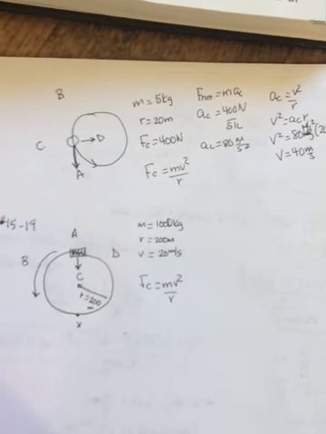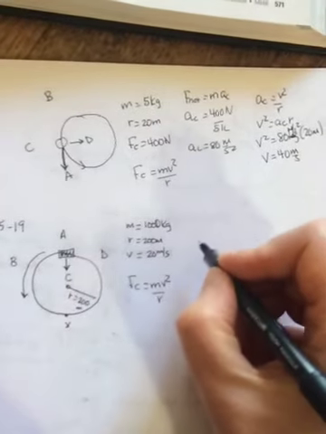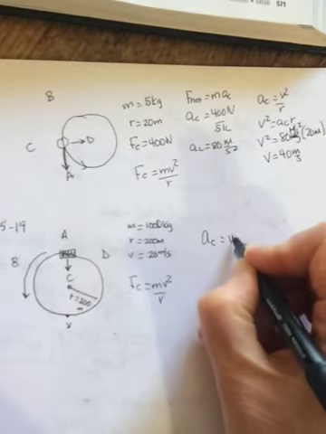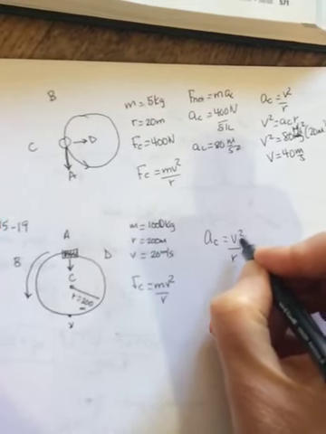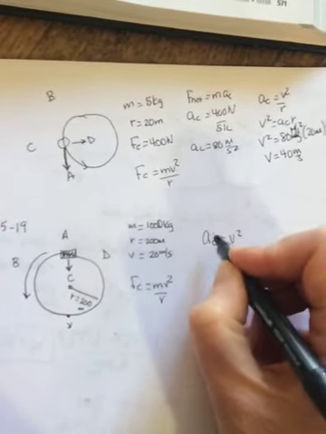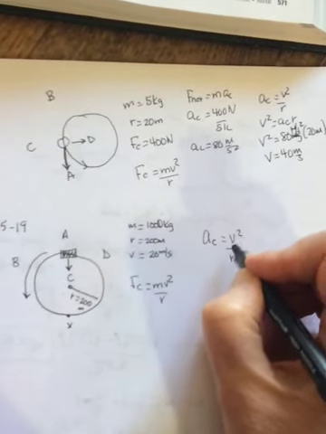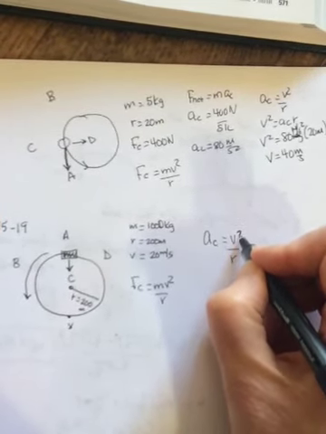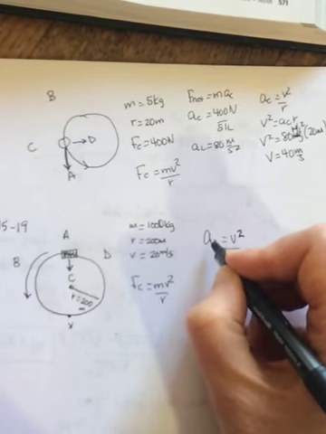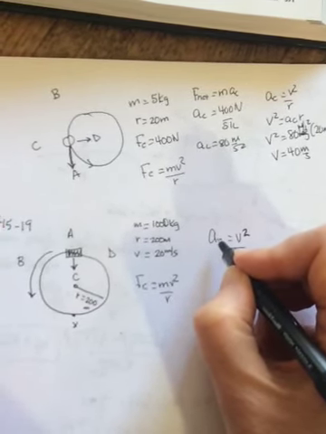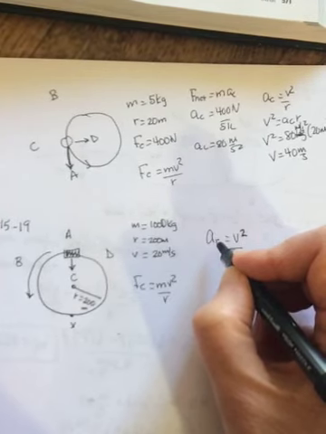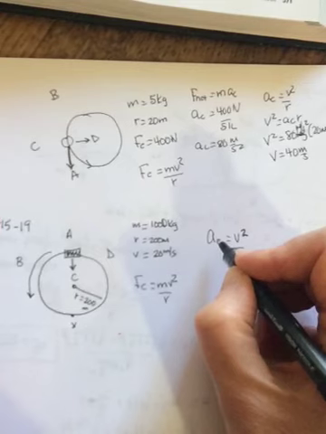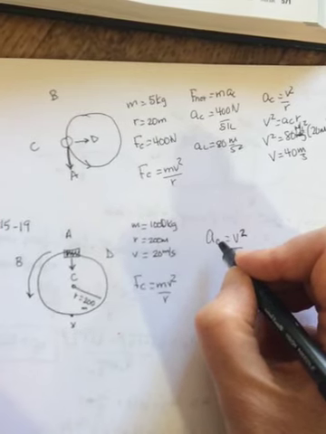Number 17. If the speed of the car were doubled, the centripetal acceleration would do what? So a_c is equal to v squared over r. If I double the speed, that doubled gets squared, right? So if I make speed bigger, a_c should get bigger. But because of the squared, if I double v, a_c should get bigger by a factor of 4. So in this question it says, if the speed of the car were doubled, the centripetal acceleration would be 4 times as great, choice 4.